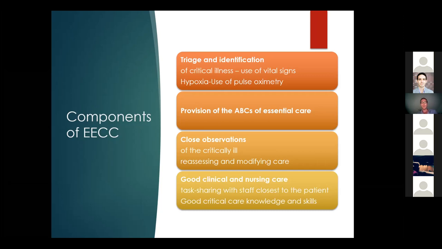Once we've identified them, we need to provide the ABCs of essential care, including stabilizing their airway, their breathing, and their circulation, and then continue observing them, because it's not enough to treat them once. These patients can deteriorate. Carry on monitoring their saturations, monitoring their vital signs, modifying the care we are providing to optimize the treatments we are providing.